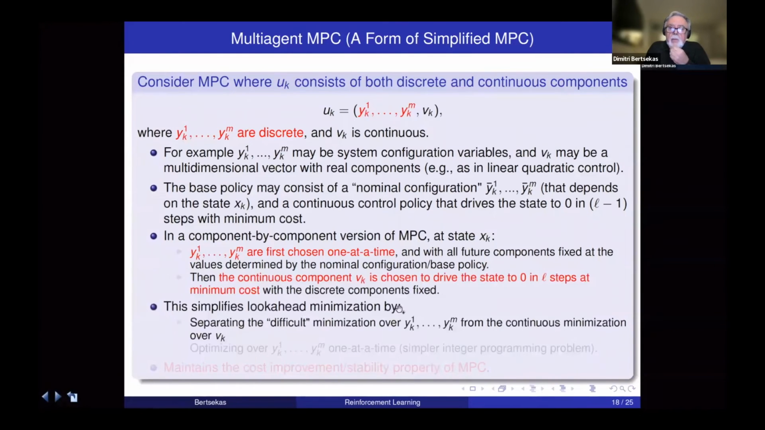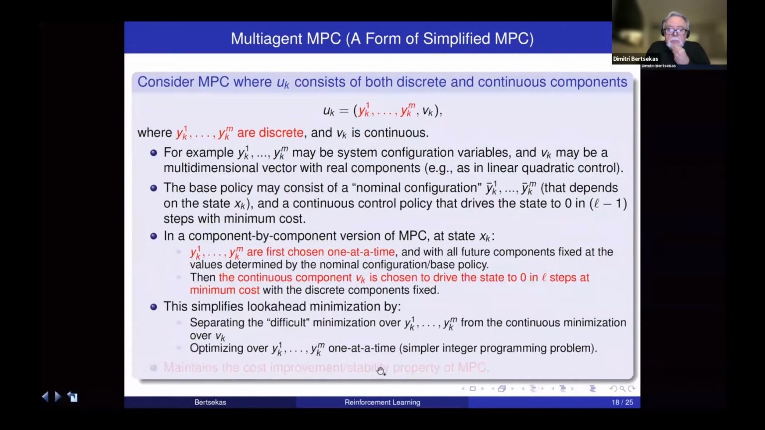So this simplifies a great deal the MPC problem and separates the difficult minimization over the Y variables from the continuous minimization over VK. And these minimizations can be approached with different methodology, like the continuous minimization may be approached with nonlinear programming, whereas the integer minimization may be approached with combinatorial, integer programming type of methods.